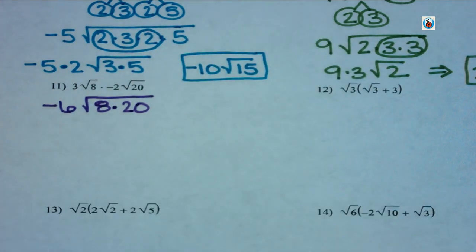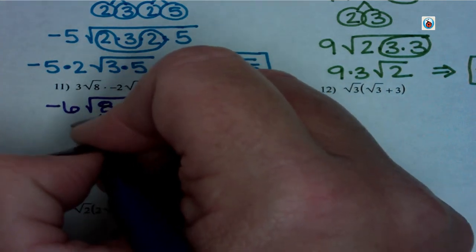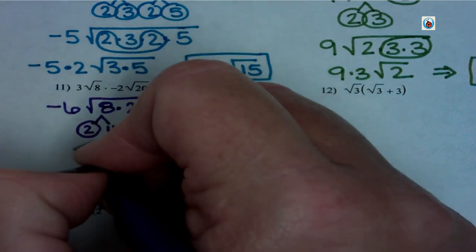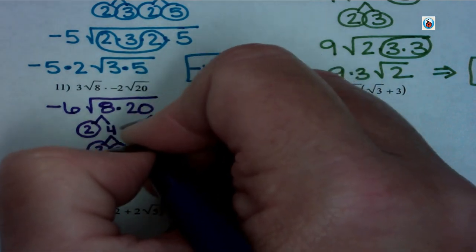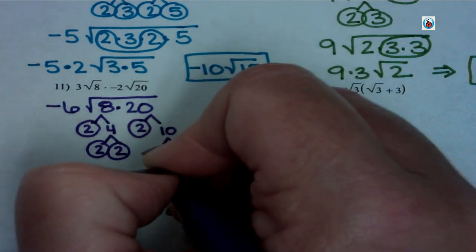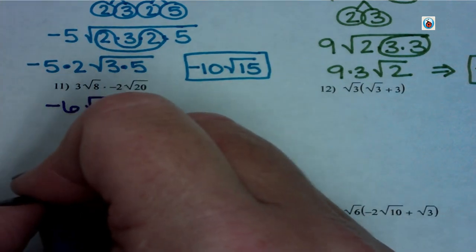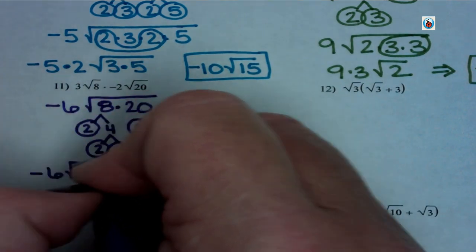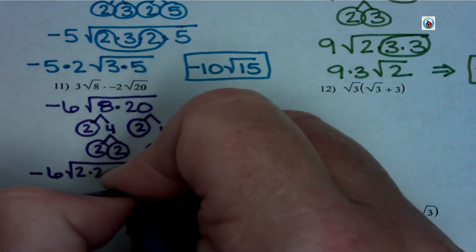Now I have to break them down. So 8 breaks down to 2 and 4, which breaks down to 2 and 2. 20 breaks down to 2 and 10, and then 2 and 5. Now you could have gone a different way with 20, but you'll end up with the same answer. So I have -6 square root, and then I'm going to write everything that I've circled.